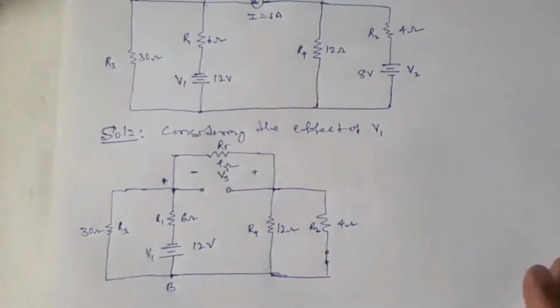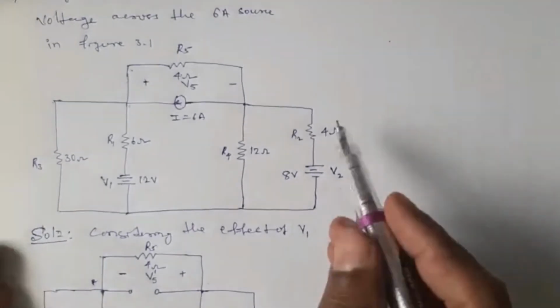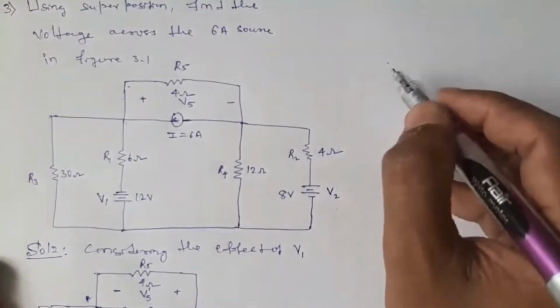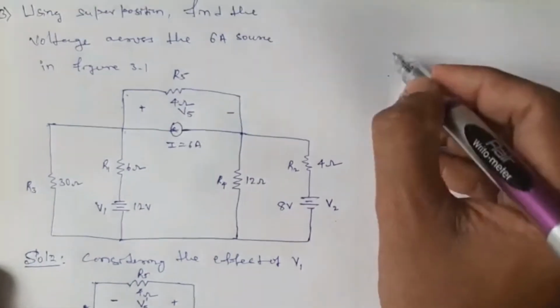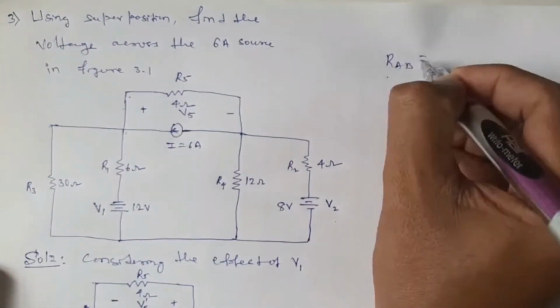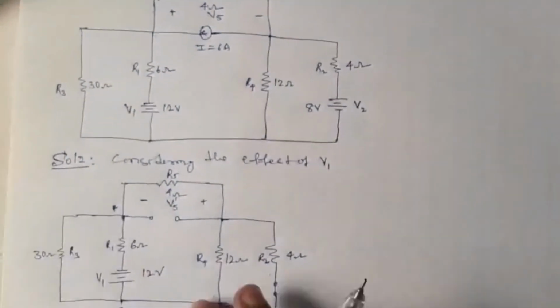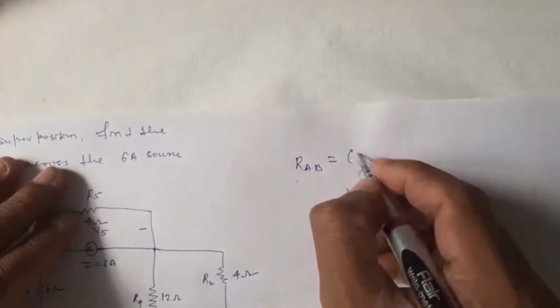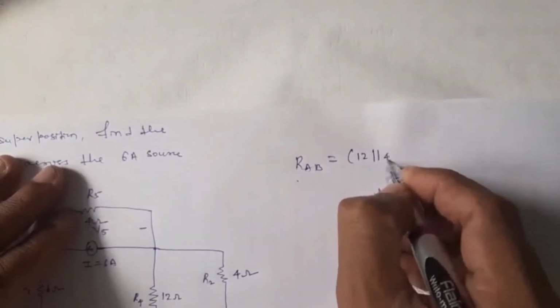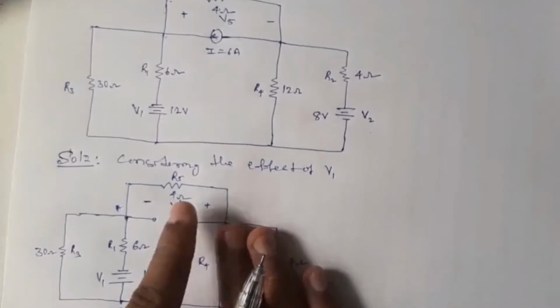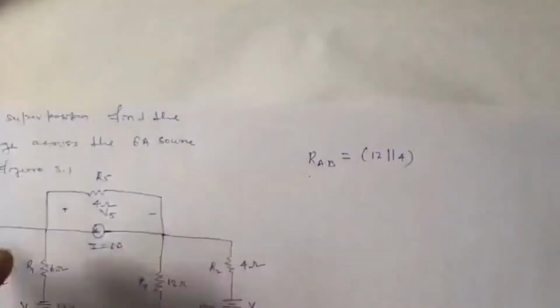Okay, so directly I can write RAB is equal to, first and foremost, 12 and 4 both are in parallel. I'll directly write 12 in parallel with 4. And to this parallel combination, this R5 is in series. R5 is nothing but 4 ohm.